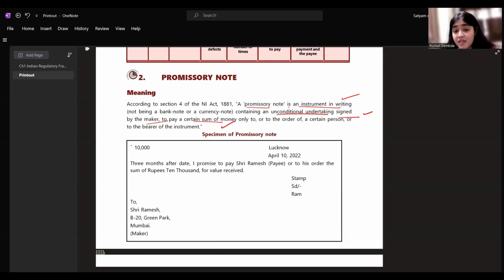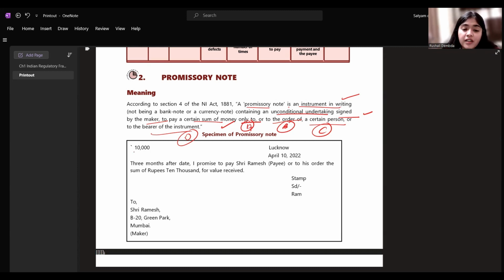The sum of money is to be specified and should be certain. Only to: if I want only A to receive it, or to the order of: if A gives the order to B, or a certain person, or only to C, the order of a certain person, or to the bearer of the instrument. Suppose D is bearing the instrument, D is having the instrument. So it can be paid to D also, right? A promissory note is an instrument in writing containing an unconditional undertaking signed by the maker. Let's see how a promissory note is made.